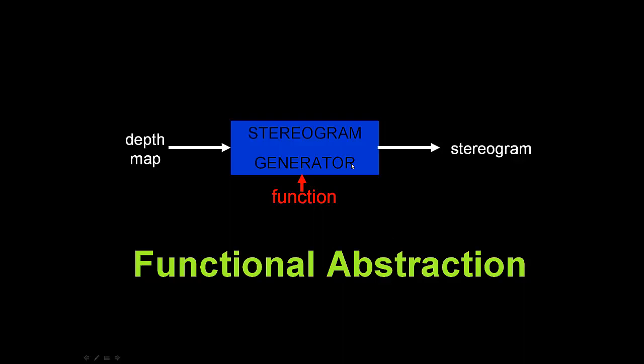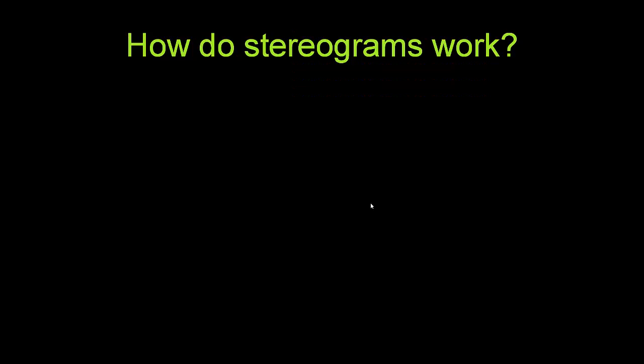So the stereogram generator is a black box. And you'll be generating something that looks like this. Okay, stare at this picture again and see if you can figure out what's inside. Okay, it's a heart.